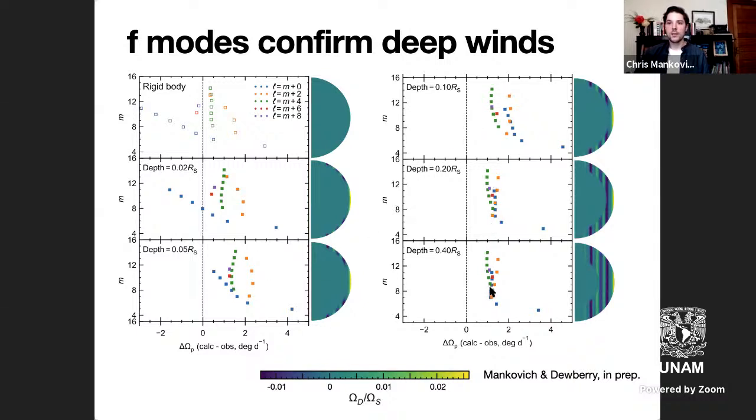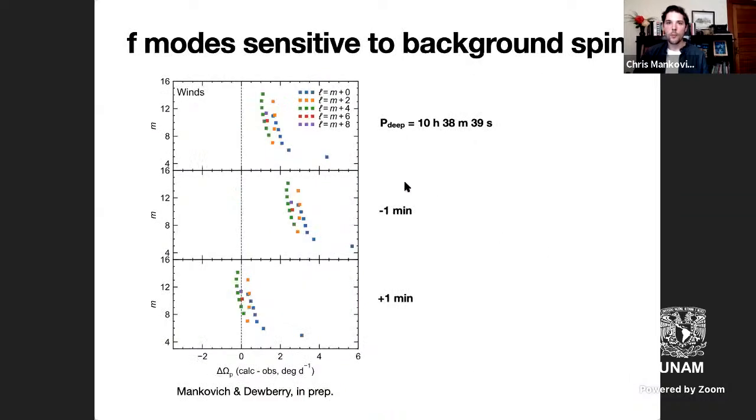And part of that is just because at some point, the depth of the winds gets below where these modes have most of their amplitude. And so they're actually pretty unable to set an upper limit by themselves on the wind depth. But when you pair that with the fact that they're also sensitive to the bulk rotation, you can actually kind of constrain both at the same time.